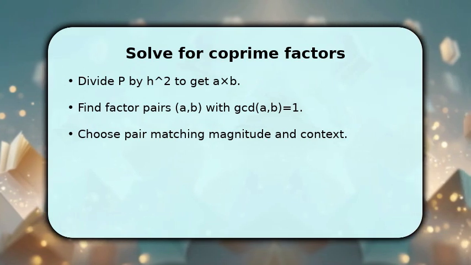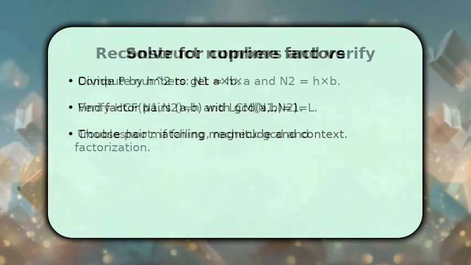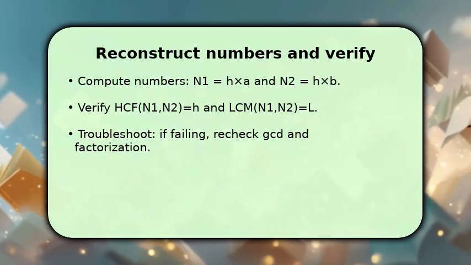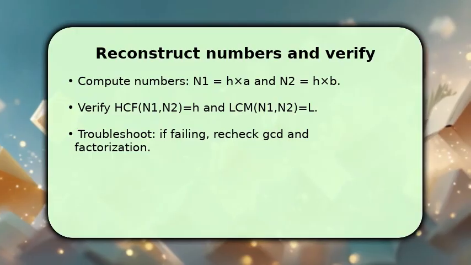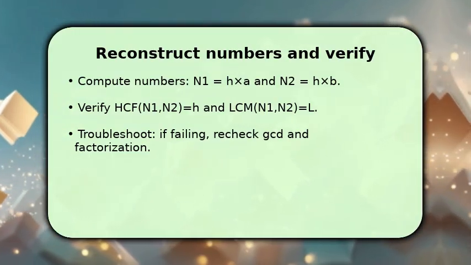Finally, compute the two integers as n1 equals HA and n2 equals HB using your chosen coprime factors. Immediately verify by computing their HCF and LCM. The HCF must equal H and the LCM must equal L.